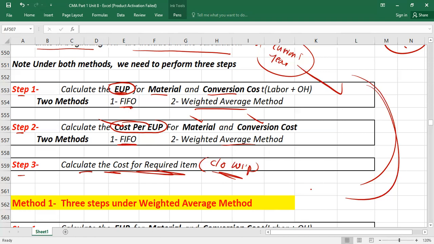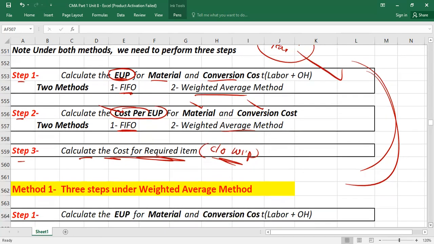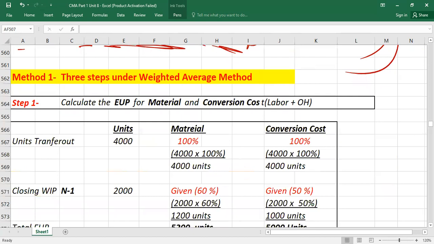What are the three steps? Repeat with me. Step number one, equivalent units I want, units for material and conversion cost. Step two, what do I want? Cost per equivalent unit. And step three, I can calculate the cost for closing work in process. Understood? So now I'm going to explain. Now it is going to be easy. Don't worry, I just need 5 minutes. I'll explain FIFO and do an example. Then I'll explain weighted average and do an example. So we are starting with the weighted average method.